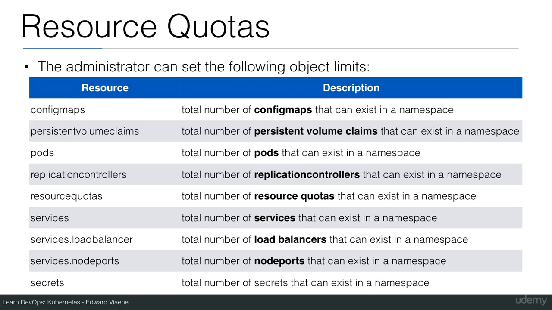The administrator can also set the following object limits. You can have limits on config maps, persistent volume claims, pods, replication controllers, resource quotas, services, the load balancers, the node ports, and the secrets. Any limit on those objects, you can say, for instance, I want to have a maximum of 10 pods within this namespace. So if someone tries to submit an 11th one, then that person will get an error.